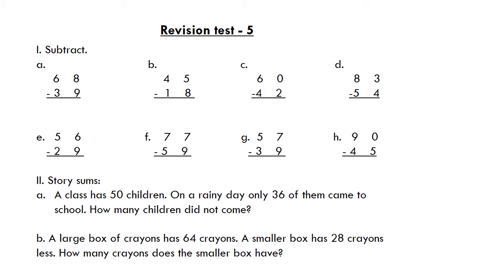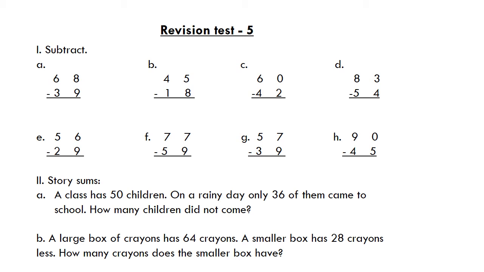And second question is story sums. Look at the first part of this story sum. A class has 50 children. On a rainy day, only 36 of them came to school. How many children did not come?